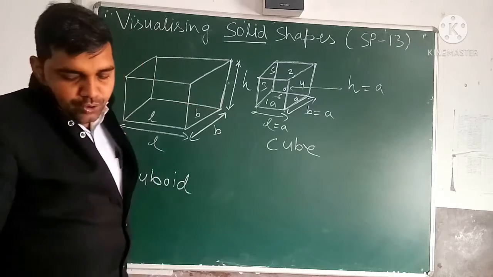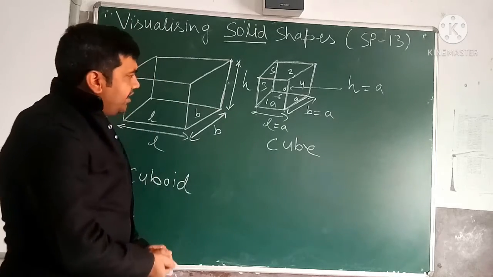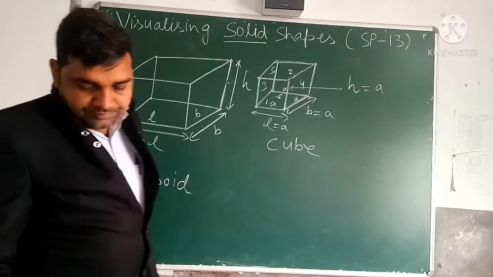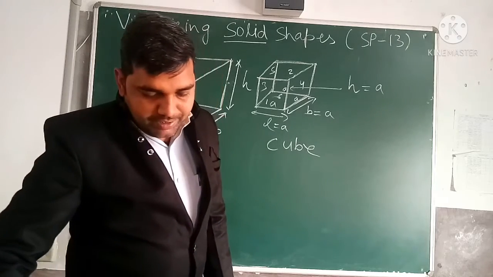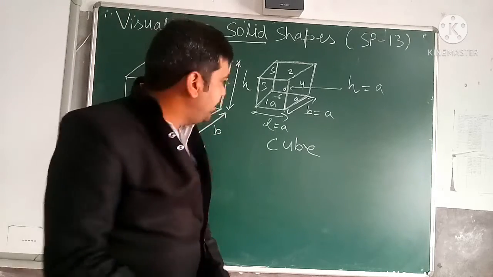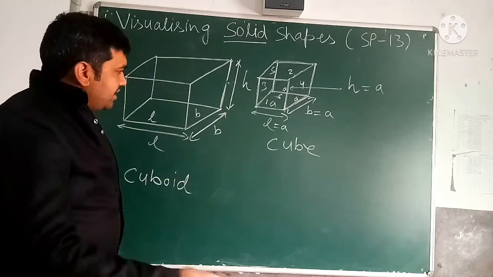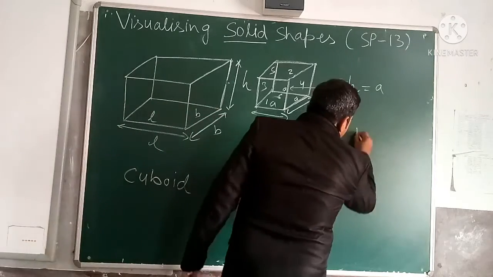Now we move to the next solid shapes. There are many: cube, cuboid, cone, cylinder, prism, pyramid. Later we will study the prism and pyramid. Cube we have seen, cuboid we have seen. Next is the cylinder. So this is the cylinder shape.